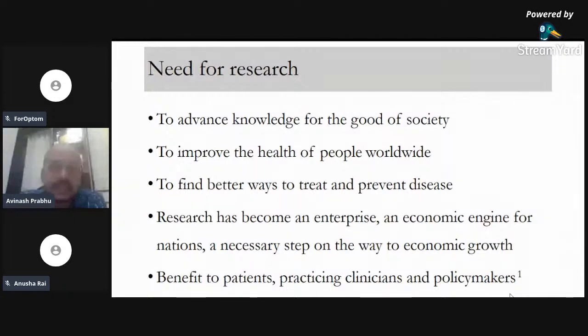And at the end, it is a benefiting factor to the patients, to the practicing clinicians, as well as the policymakers. So this is all about research. Why do we need research, right? The end product of research is the well-being of the society. So we, as medical education professionals, are trying to do something good for the society with some kind of evidence or some kind of research here and there. So the end product is well-being to the society.